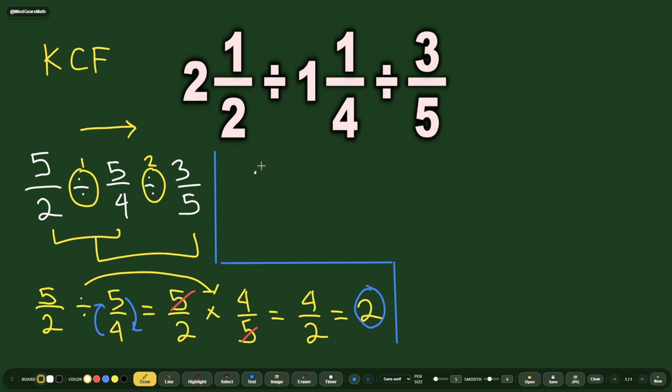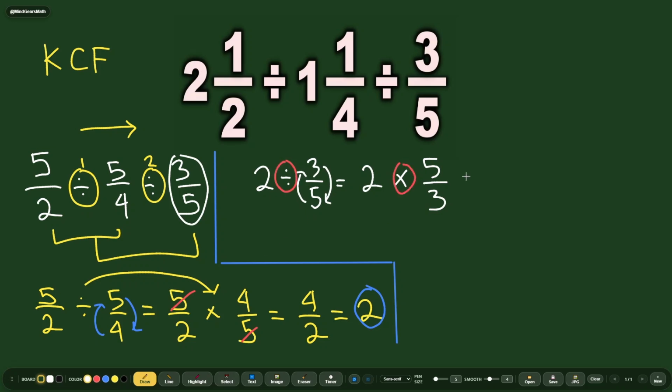Okay, now we take that result, 2, and divide it by 3/5. It's the same idea as before. We multiply by the reciprocal of 3/5, which is 5/3. So we have 2 times 5/3. Multiplying across, 2 times 5 is 10 over 3. That gives us 10/3.